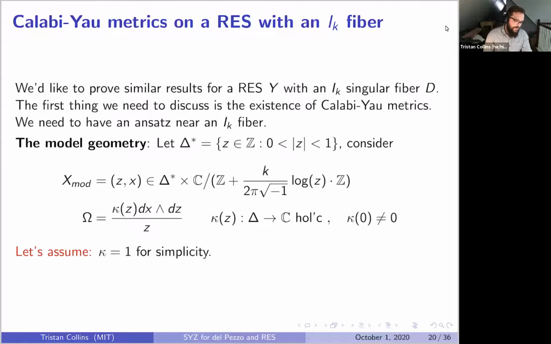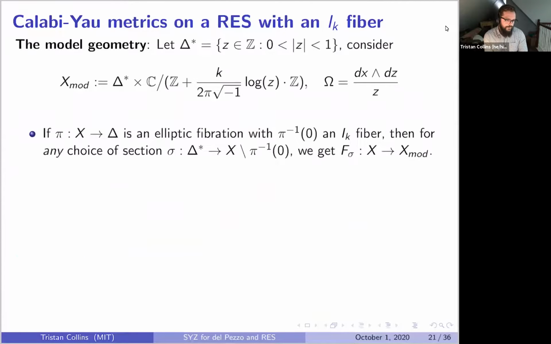The holomorphic volume form is always of the form κ(z) dx wedge dz over z. When we assume that there's a simple pole on the fiber, κ(z) is some holomorphic function which is not 0 at 0. I'm going to assume for simplicity in this talk that κ is always 1. That's not the case generally, but dealing with the case of κ not being 1 is a minor complication. Okay, so we have this model geometry.